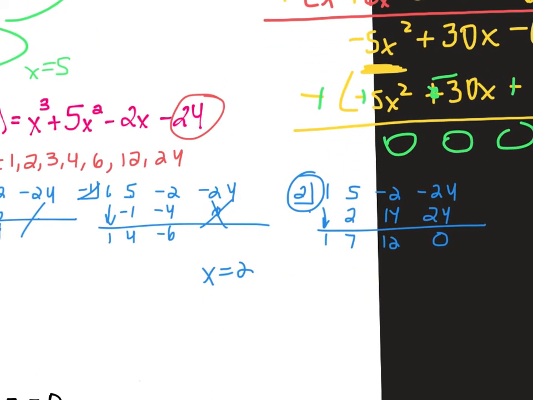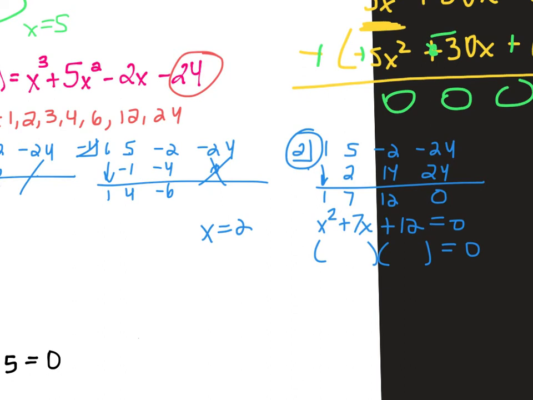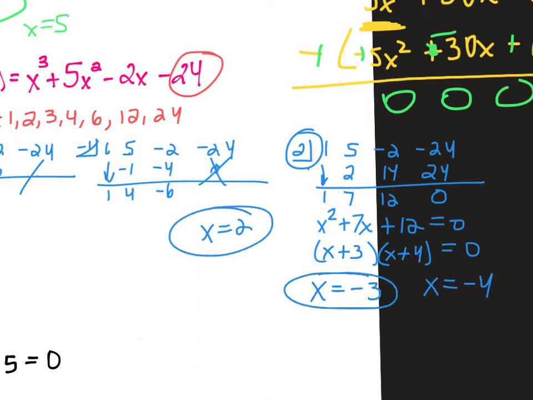So now my resulting polynomial, this would be x squared plus 7x plus 12 equals 0. What are the factors of 12 that multiply to give me a positive 12 but add to give me a positive 7? So it's x plus 3 and x plus 4. So I have a 0 at x equals negative 3, and I have a 0 at x equals negative 4. So my 3 zeros are x equals 2, x equals negative 3, and x equals negative 4.